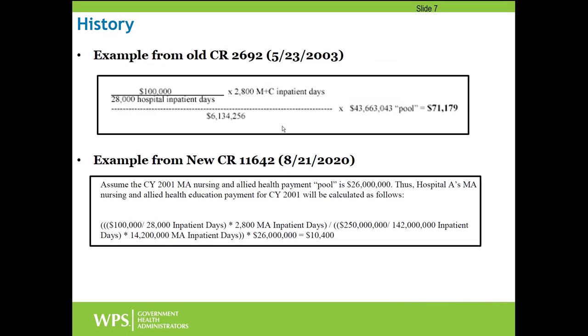Now here are a couple of illustrations that were given in these various change requests. So Change Request 2692 back in 2003. Here's just an example they gave us of that same calculation I just talked about. And there's a slightly different example in the new change request. The big difference we're going to see is that the factors have changed. Both that total nursing and allied health payment as well as the pool have changed depending on the year. But the math is still the same.